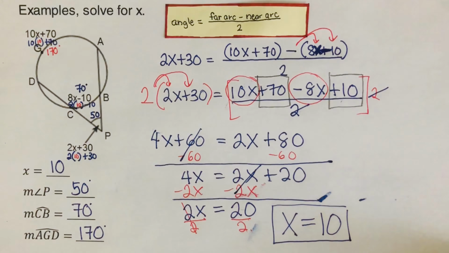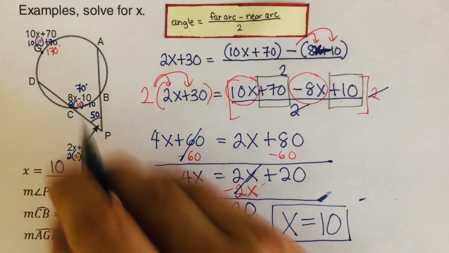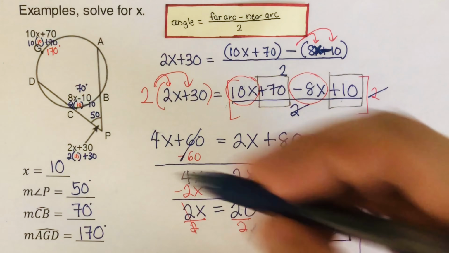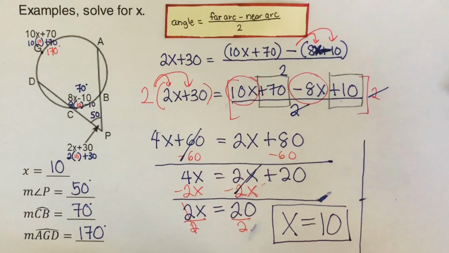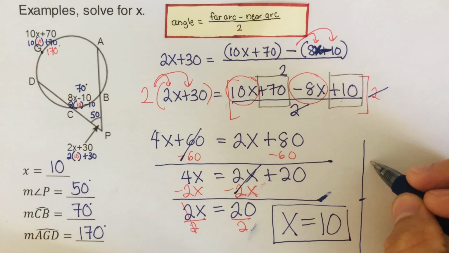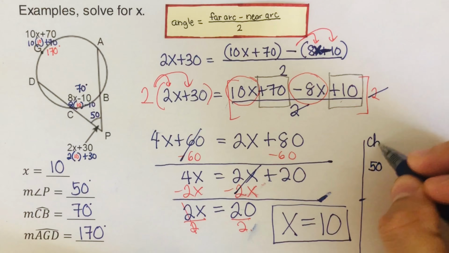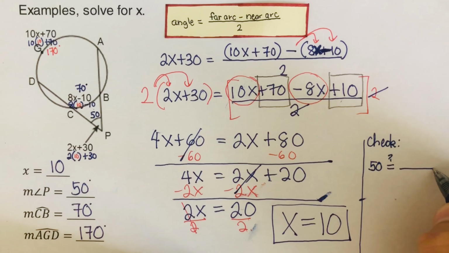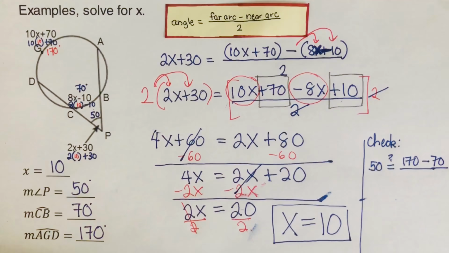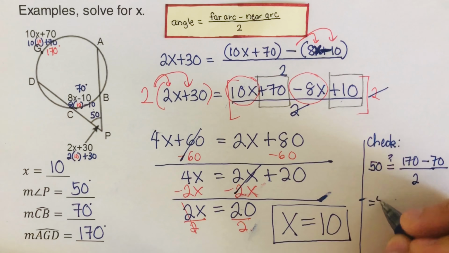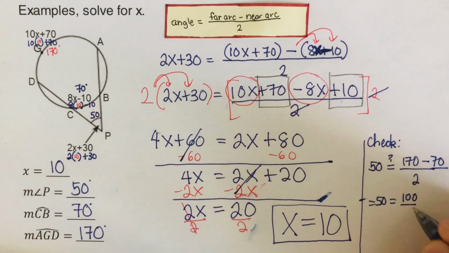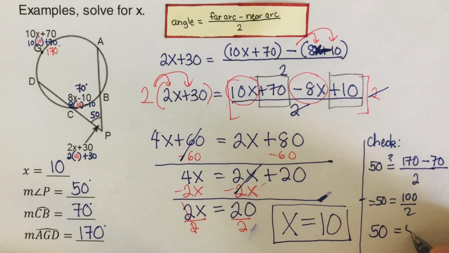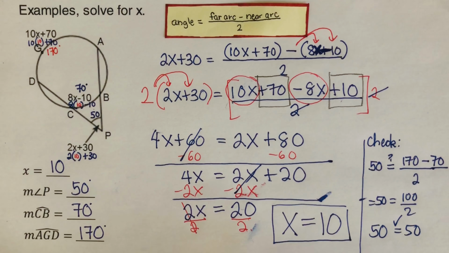So we can check if we got all of these answers correct by putting these numbers that we have here back into the equation. So our angle here was 50. So we determined it to be 50. Again, we're checking now. So is that really equal to 50? The far arc is 170 minus the near arc, which is 70, and then that is divided by 2. So then 50 is equal to 100 divided by 2. So that means 50 is actually equal to 50. So then our x is 10. We are good. Did you get the same answers as this?